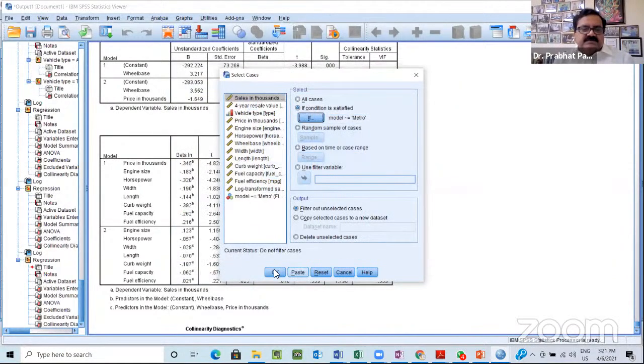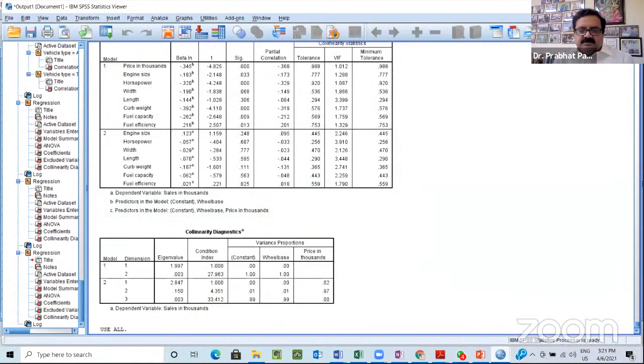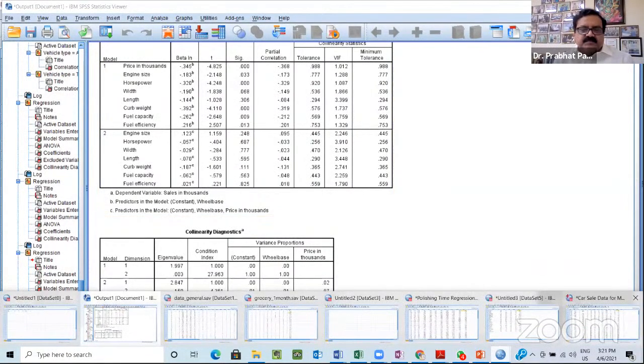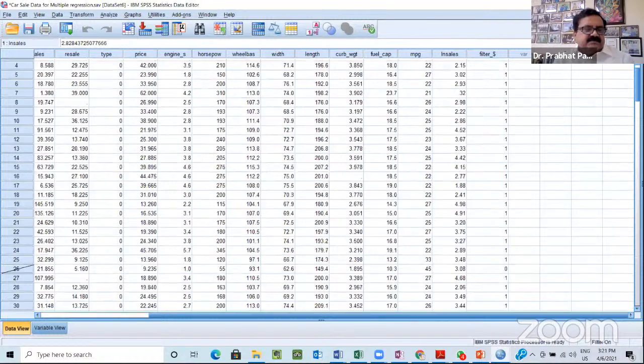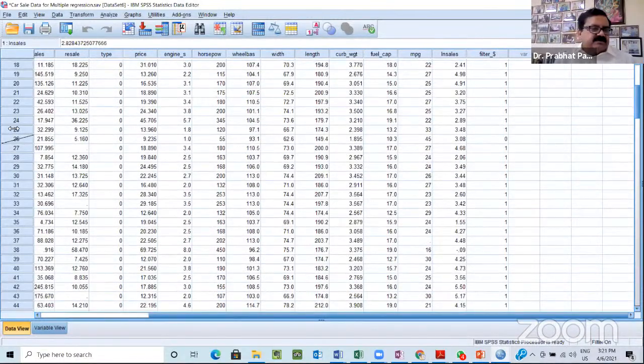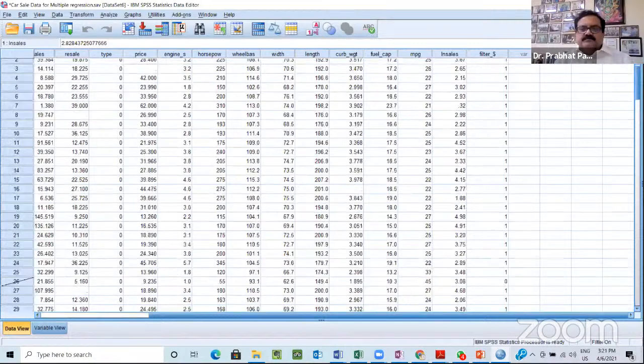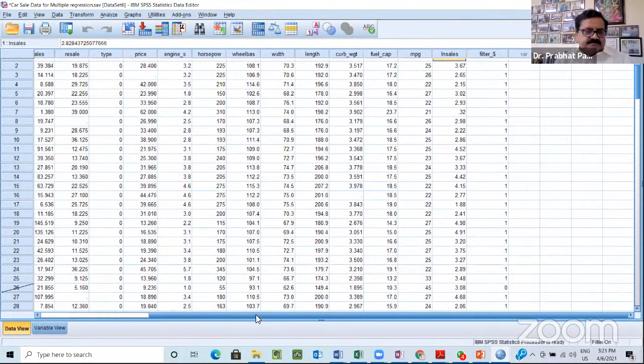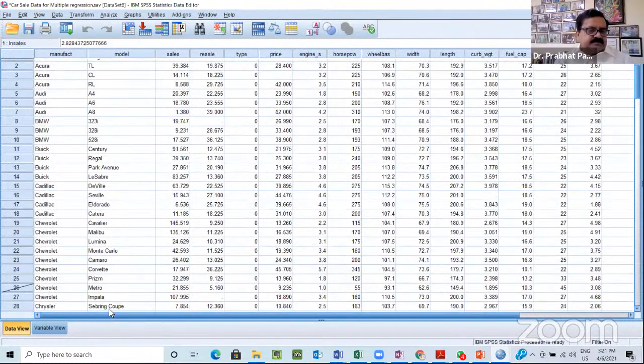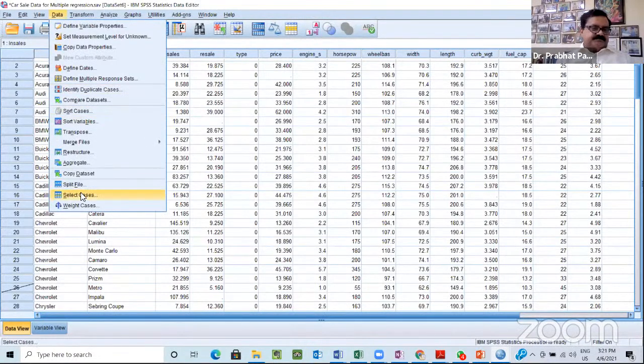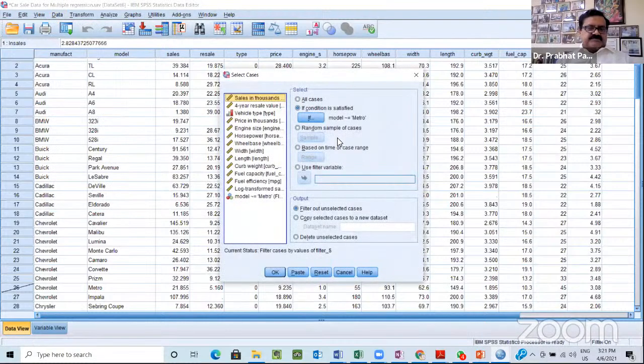And then if you say continue and okay, go back to your data set, and then you will see that it has been separated. So now you can see this 26th is separated, right? Metro has been deleted from there. So it will not consider metro once it is doing the analysis. Is that okay?